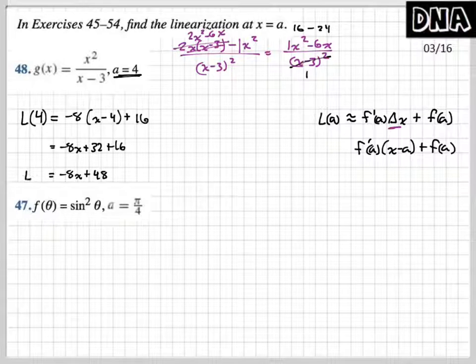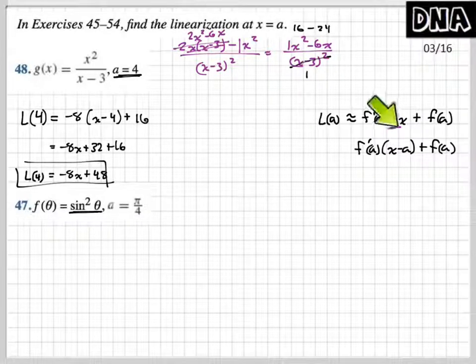So this is L of 4, the linearization at 4. Alright, now let's look at the next one. Now for the next one we have this sine squared theta, and I want to review with you what you have to do in order to find the derivative of that. Okay, so let's write that out over here.